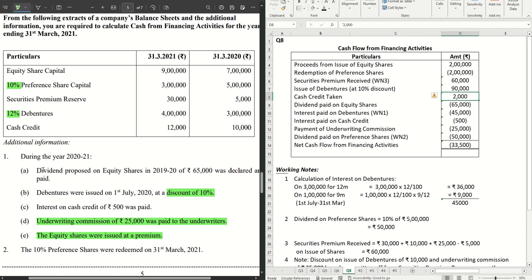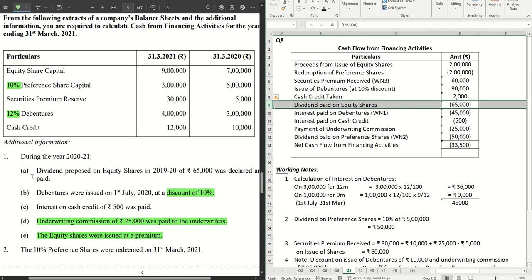Additional information. Number one, dividend proposed on equity shares in the previous year, which is 1920, was 65,000. This was declared and paid. So as you know, previous year's proposed dividend becomes current year's dividend paid. Okay, so 65,000 becomes our next item. Dividend paid on equity shares as an outflow, 65,000.